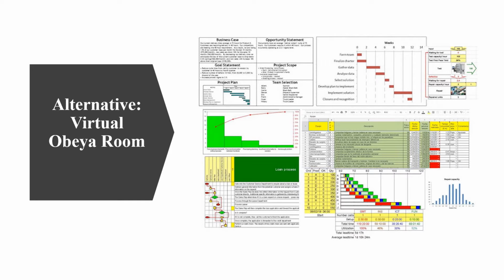An alternative is a virtual Obeya room. The improvement team shares a folder in the cloud, company intranet, Google Drive, Microsoft OneDrive, etc. This folder has the same charts and documents which were displayed in the physical Obeya room. In this case, each chart can be hyperlinked to other documents with more detailed information. Each chart has an owner who has write access and the rest of the team read-only access. Charts are always up to date when the meeting takes place.